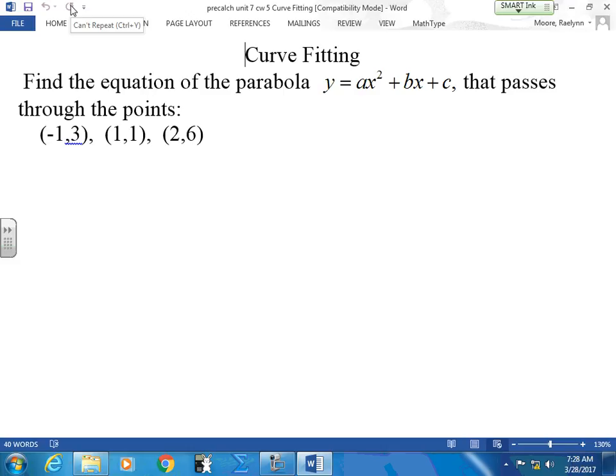So this is a parabola. I'm going to give you 3 points and you're going to come up with the equation of the parabola. The nice part about checking this is you put that in your y equal and you look at your table and you see if your points are there. So it's nice to check.